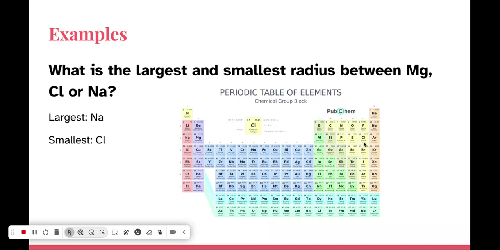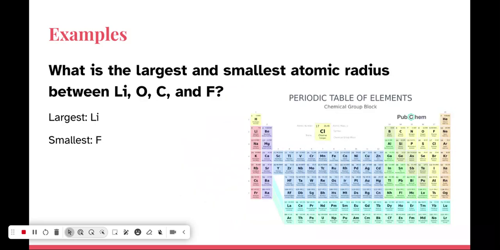Chlorine is going to be the smallest since it's closest to the right, and the atomic radius gets smaller as you move to the right on the periodic table. So now you're going to be in between sodium and magnesium, but since magnesium is one more to the right, sodium is going to be the largest since it's all the way on the left. And they're all in the same period, so you don't have to worry about getting larger as you go down.